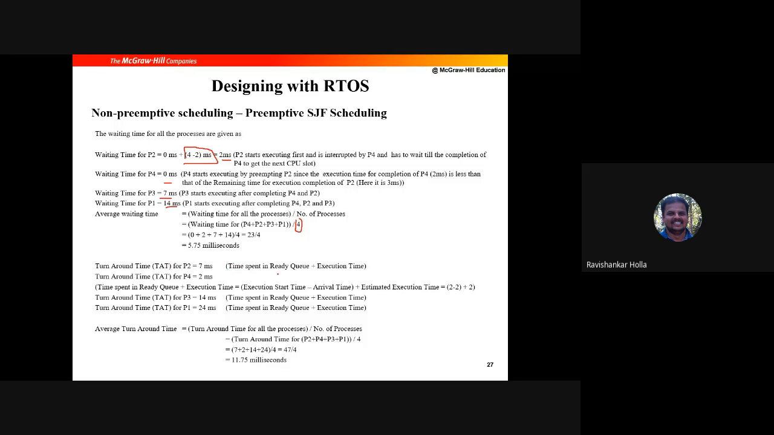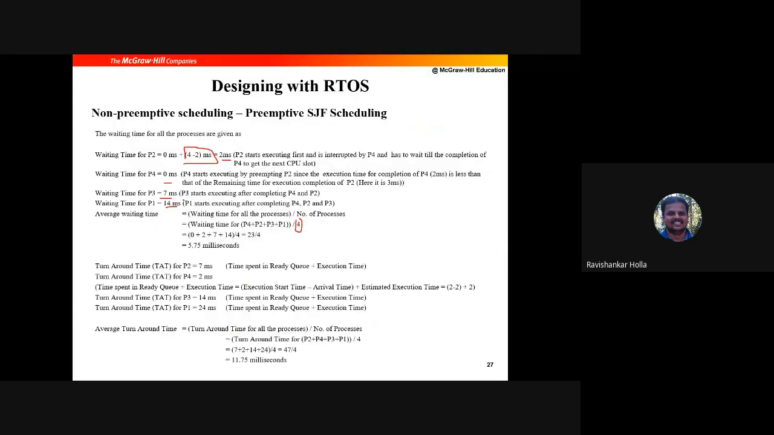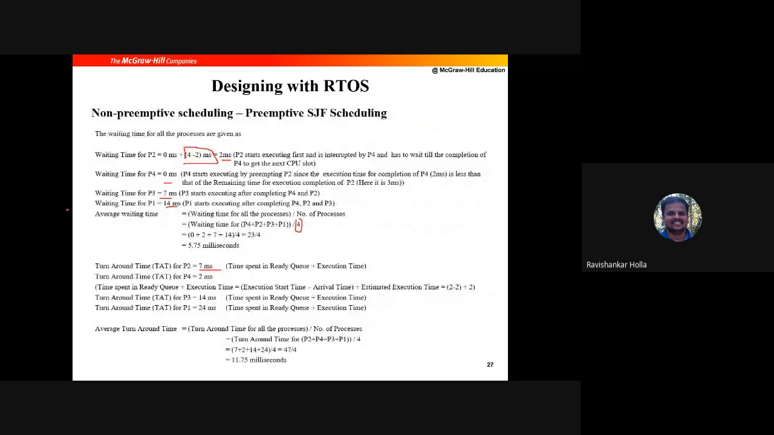For P2, that is the time spent in the ready queue plus execution time. Or what you could do is, P2 completes its process at the 7th millisecond, so you can tell that the turnaround time is 7 milliseconds. P4 completes its execution at 4 minus 2, since it started at 2, so it is 2 milliseconds. Then for P3 it is 14 milliseconds, and for P1 it is 24 milliseconds.